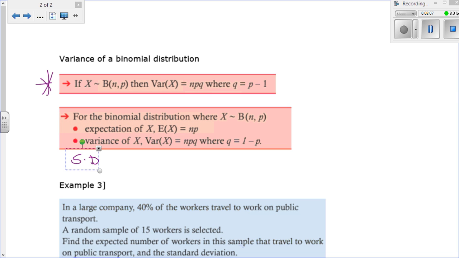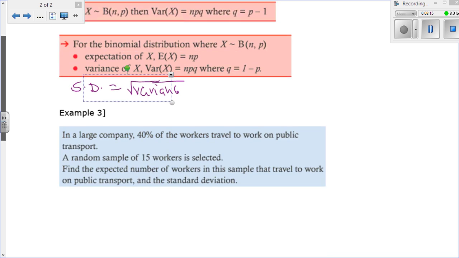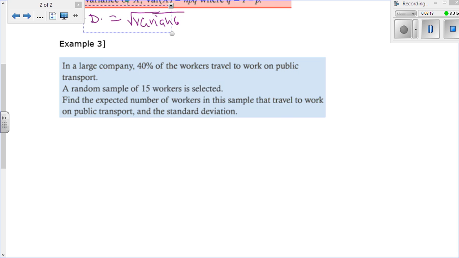So let's just add this. The standard deviation is equal to the square root of the variance. Alright, so let's try a problem. In a large company, 40% of the workers travel to work on public transit. A random sample of 15 workers is selected. Find the expected number of workers in the sample to travel to work on public transportation and the standard deviation.